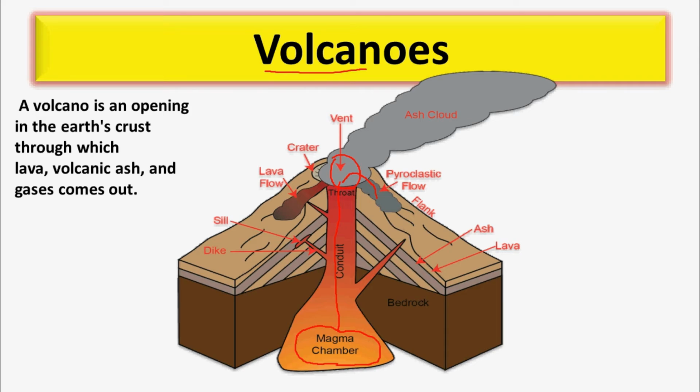When it is inside, it is called magma, and when it comes out, it is called lava. Not only lava comes out, but many other things, like I have written here, volcanic ash. Similarly, many gases come out from volcanoes. So dear students, this is all for today's chapter.